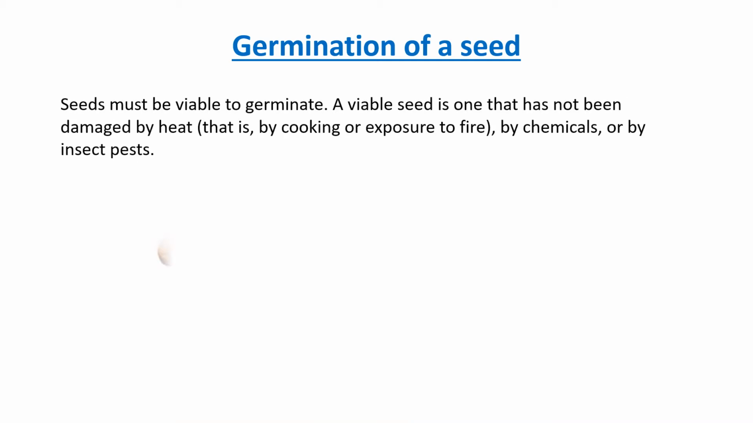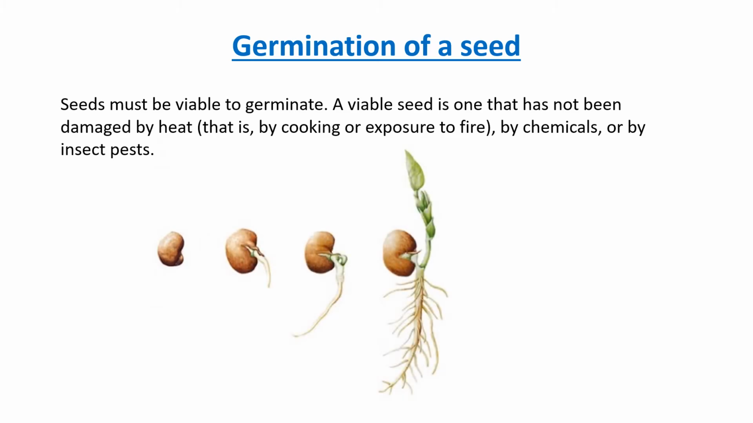Seeds must be viable to germinate. A viable seed is one that has not been damaged by heat, that is, by cooking or exposure to fire, by chemicals, or by insect pests.